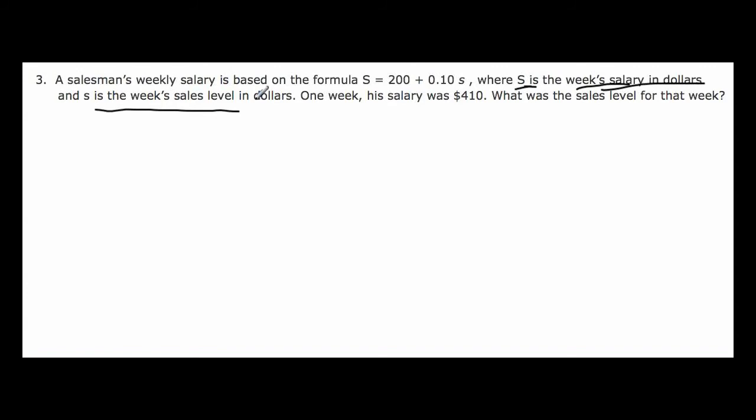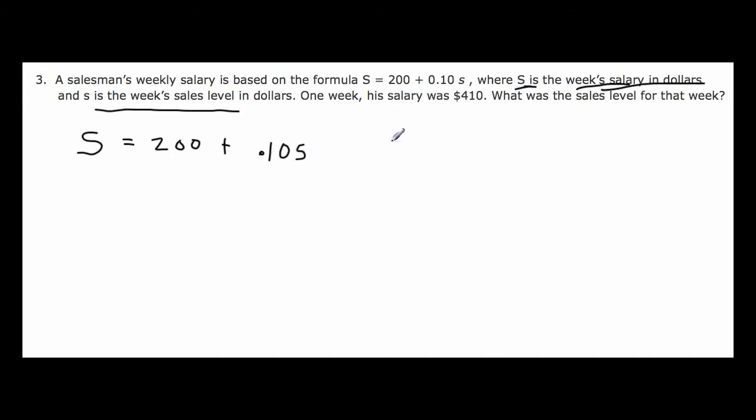So one week his salary was $410. What was the sales level for that week? Again, basically S is how much money I make, or my salary. Well, the 200 is what I get up front. I make that no matter what. But then I make money by selling stuff. So I make 10 cents for everything I sell. Or actually, that would be 10%. So my commission there would be 10%, because when you change 10% into a decimal, you get 0.10.